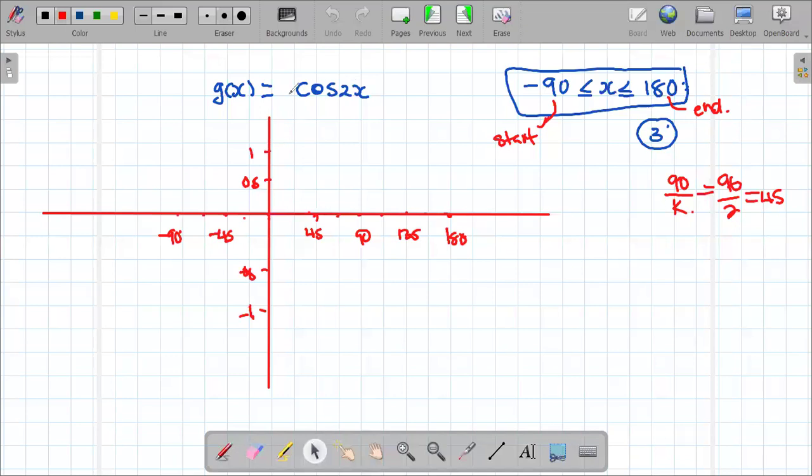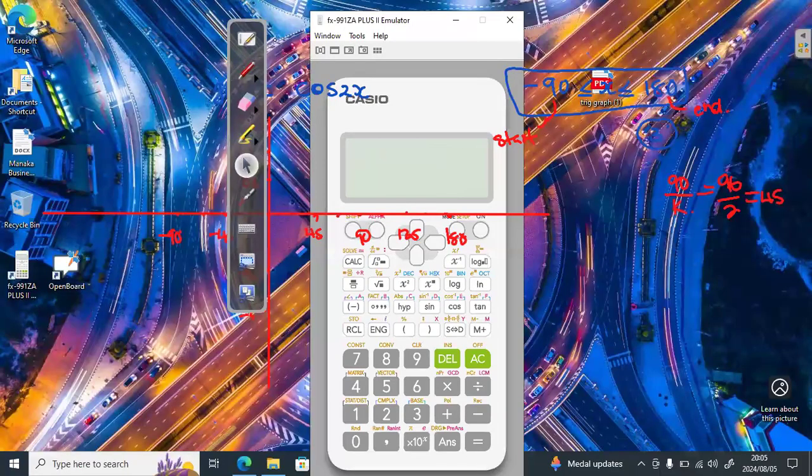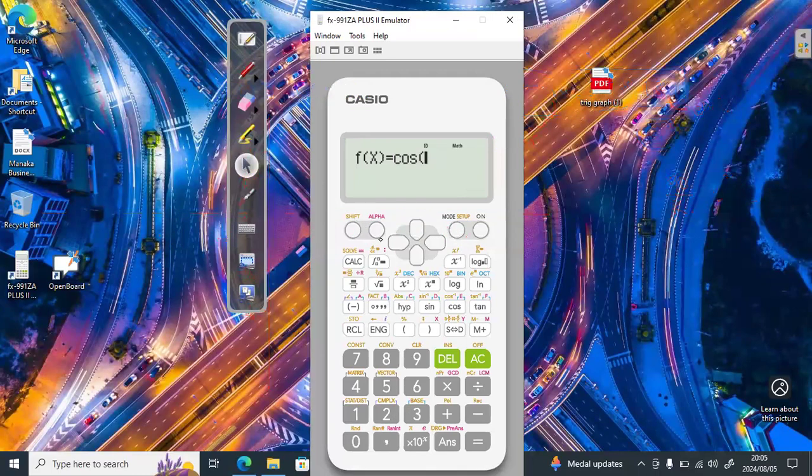So how did you get this? Can I use my calculator, or do you want to tell me what you did? Okay, let me use my calculator first and you tell me if you did the same procedure. What do we have? Cos 2 alpha x. Can you see my calculator? Yes, sir. Okay, you close the brackets, equals. The start, does it start at negative 90? Yes. What is the step? 45. You change it now, equals to.